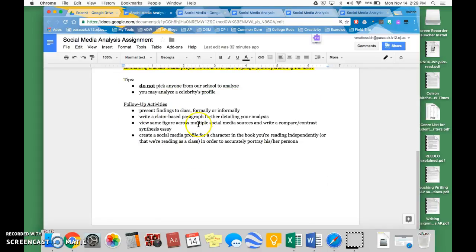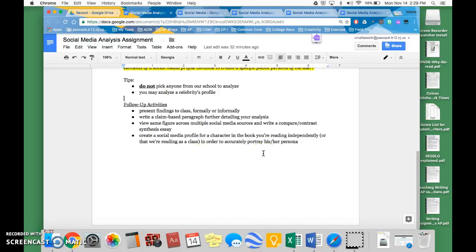And I would suggest that follow-up activities might indicate they could do presentations to the class where they really go through this in full detail. If you wanted to reinforce the skills over and over, they could write a paragraph or even an essay based on their claim. They could then try and view the same figure across various social media outlets and write some kind of compare contrast synthesis type essay incorporating those multiple sources.